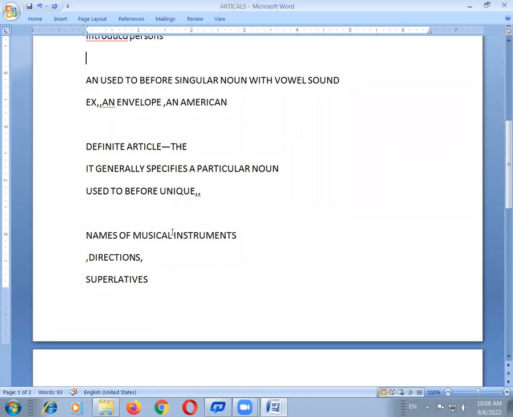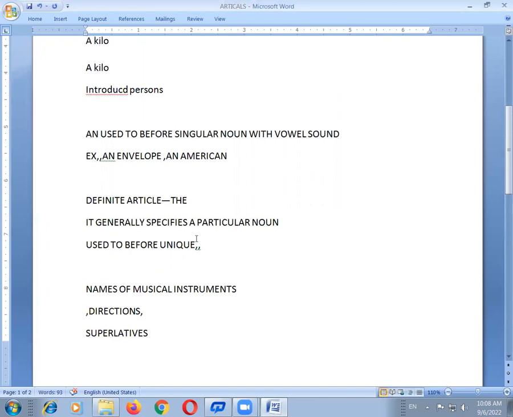Next, we do not use the article a before plural countable nouns, and before uncountable nouns and material nouns, for example silk, iron, silver, wool, gold, glass. These are material nouns. So here we cannot use any article. Next one, before names of meals, breakfast, lunch. Here also we cannot use any article. This is the small description about a and an.